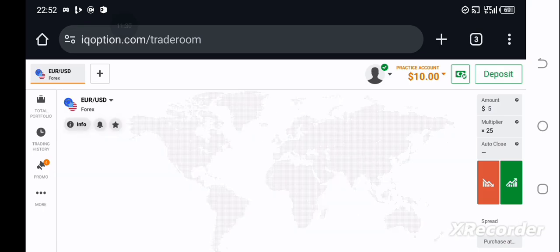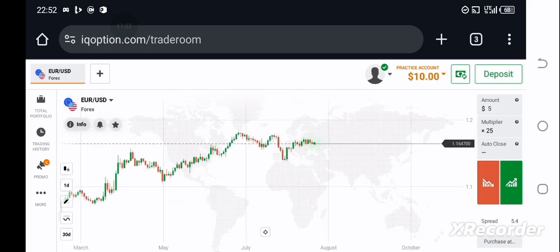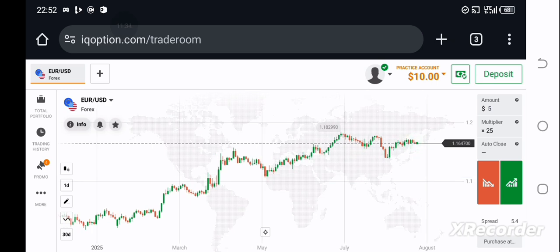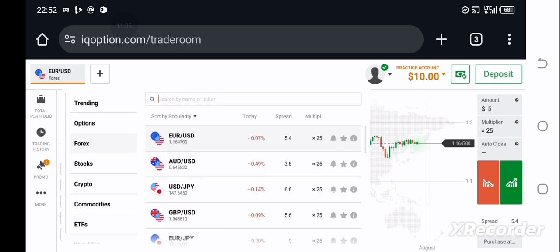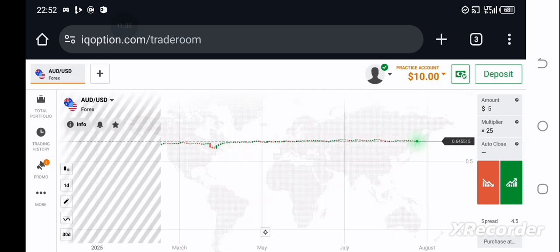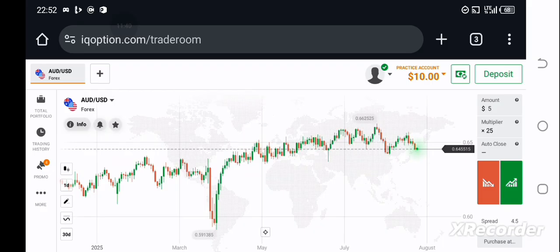Let me see the Euro US dollar currency pair. I'm still not seeing what I'm looking for. Let me see Australian dollar and US dollar. Okay, for 1 day.